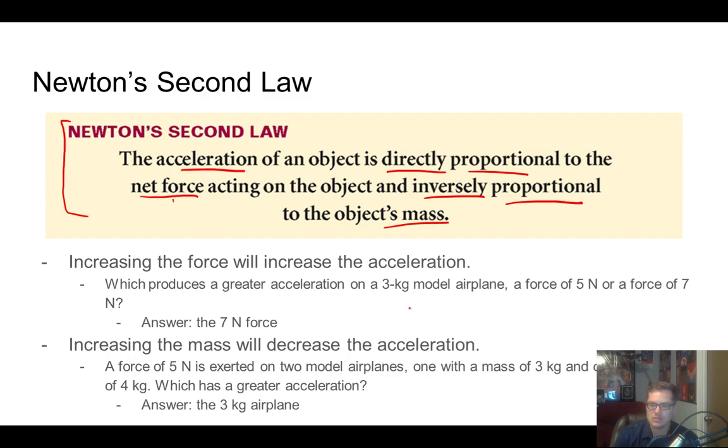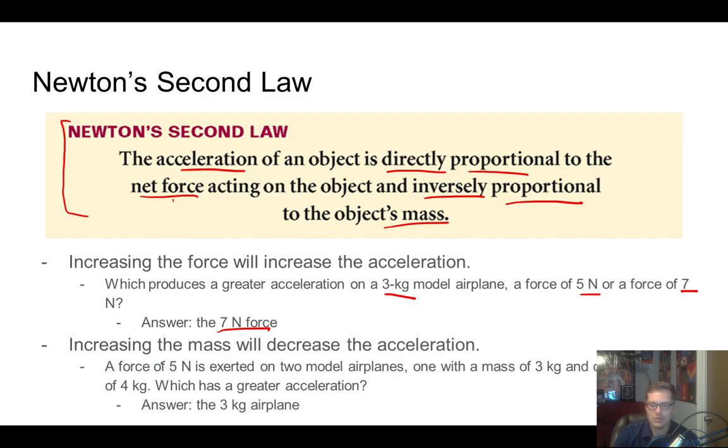So we've got this 3 kilogram model airplane, and there's a 5 Newton force versus a 7 Newton force. Which one's going to have a greater acceleration? Well, the 7 Newton force, because you're launching it harder, right? In essence, one of the great laws of the universe is that if we increase force, we increase acceleration. Or the harder we throw things, the harder they go, right?